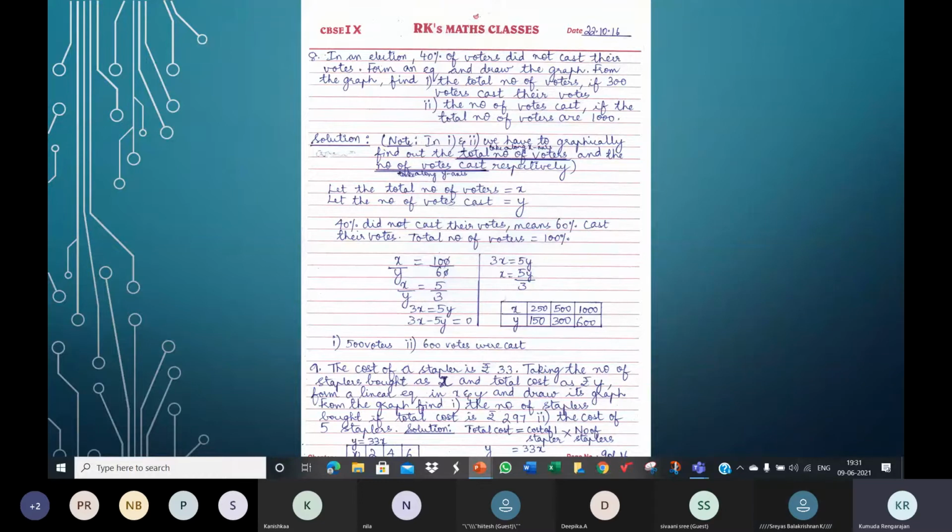All right. So now, children, when we have three different things, here we have voters, total voters, voters who cast their votes, and voters who did not cast their votes, we have three things, but on the Cartesian plane we have only two axes. We can take one for the x-axis and one for the y-axis.